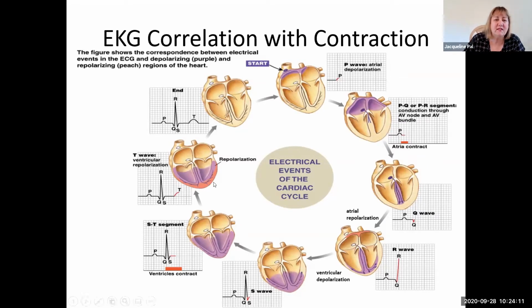Ventricular repolarization then occurs as evidenced by the T wave. At the end of ventricular repolarization, the entire heart is in diastole. Nothing is depolarizing or repolarizing, as evidenced by an isoelectric line, until we have the next contraction.